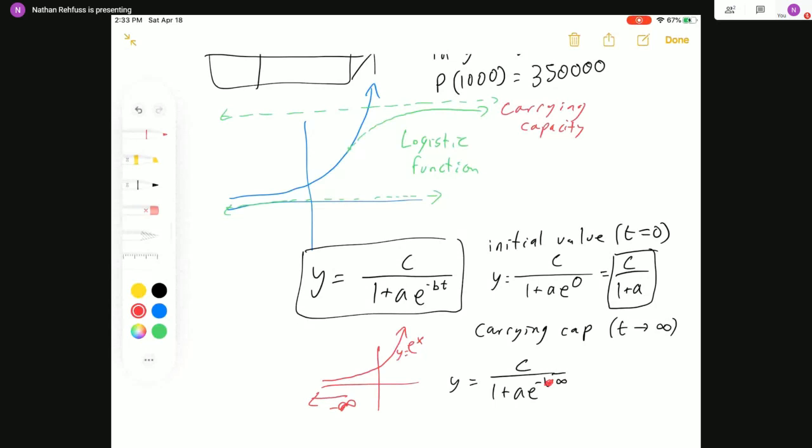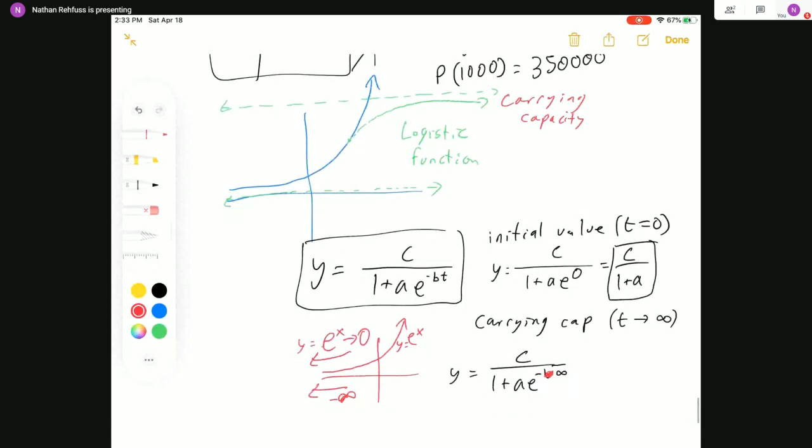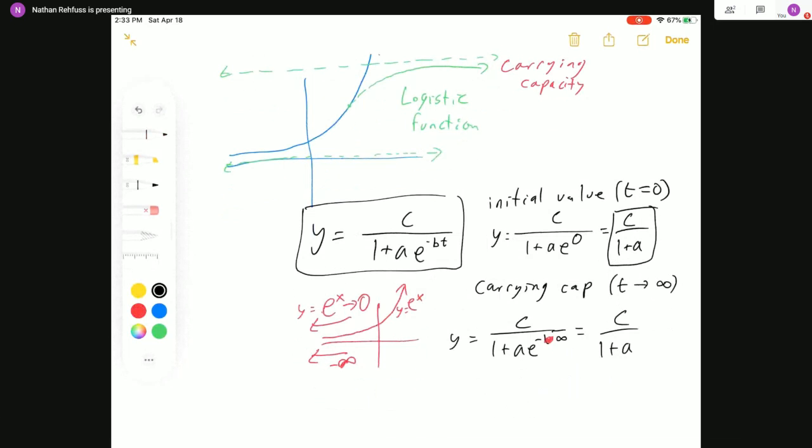Well, y equals e to the x is going to approach 0 as x approaches negative infinity. So when I take a times e to the power of a really huge negative number, e to the negative infinity, what I'm getting is something that approaches 0. So y is c over 1 plus a times something that's about 0, if not quite. Well, a times 0 is 0, which leaves us with c over 1, which is really just c. So the carrying capacity is c. So c is your carrying capacity, c over 1 plus a is your initial value, and b just tells you how quickly you get from one to the other.